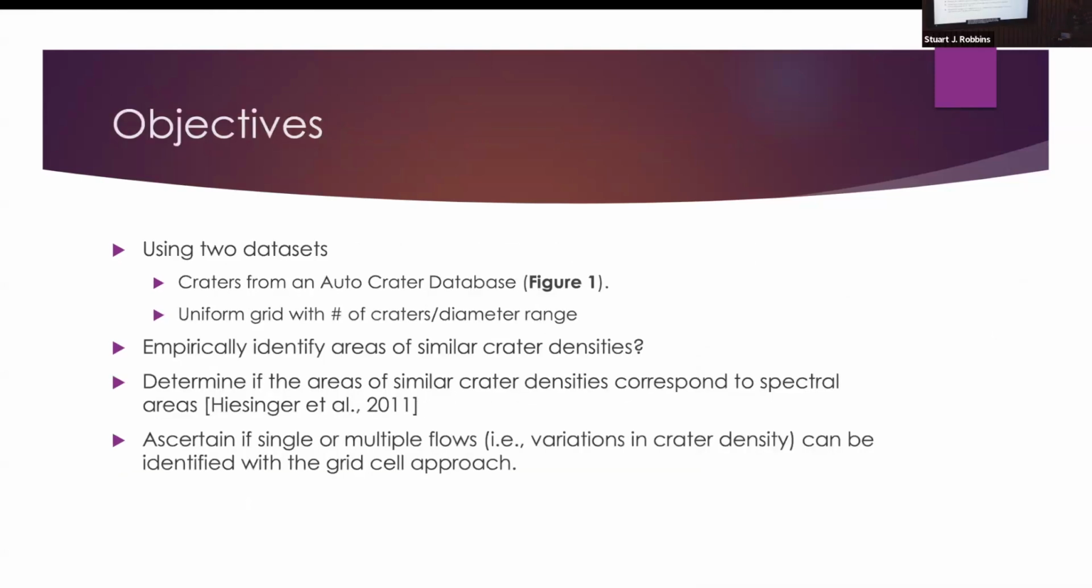So I'm using two data sets: an auto crater database, which I think most of us are familiar with, with more details on that in a bit, and then I'm converting this to a uniform grid with the number of craters based on each diameter range. Empirically, we can see if we can identify areas of similar crater densities that can inform us about what's going on with the past flows.